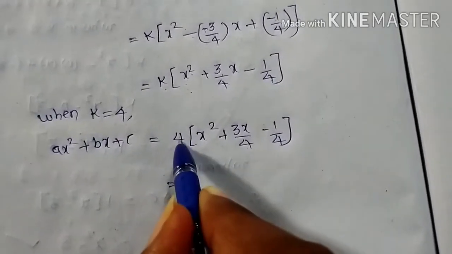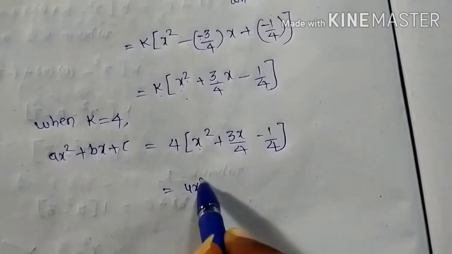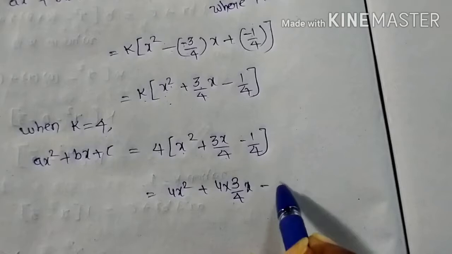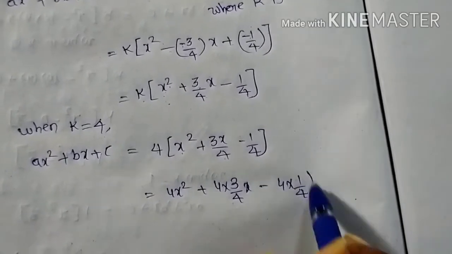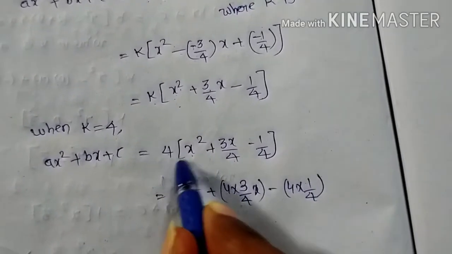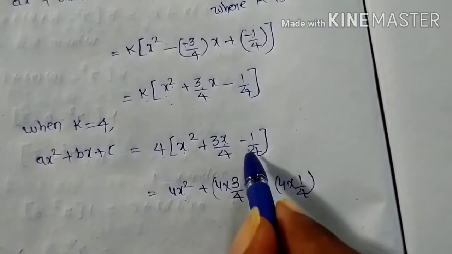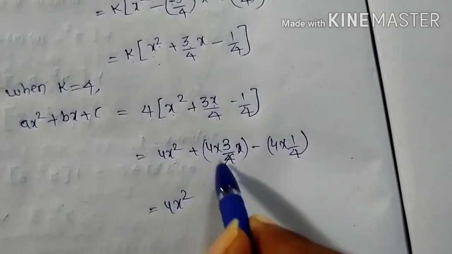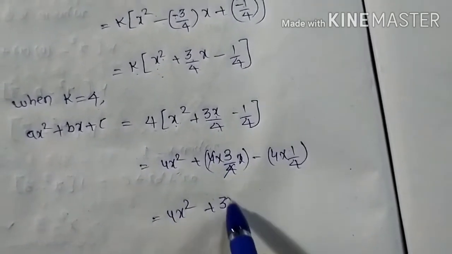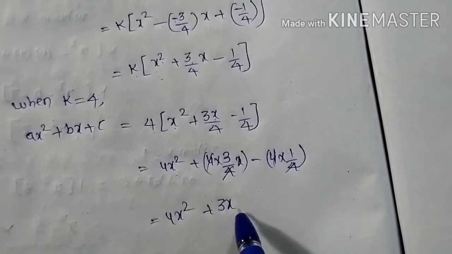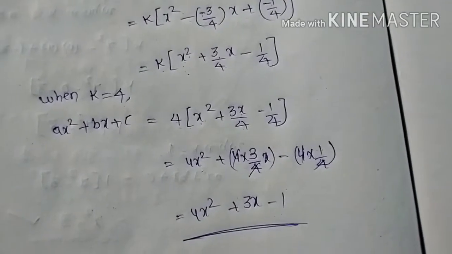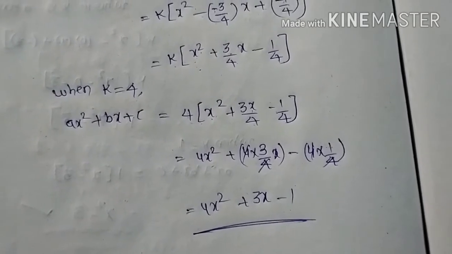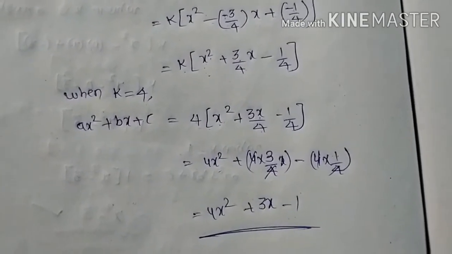Just multiply with 4 into x square, 4x square plus 4 into 3 by 4x minus 4 into 1 by 4. You can write here 4 into x square, 4 into 3 by 4x, minus 4 into 1 by 4. Yes, you can write here 4x square, 4 cancels, you will get 3x, here 4 cancels, you will get minus 1. That means the required quadratic polynomial is 4x square plus 3x minus 1. That is your solution.